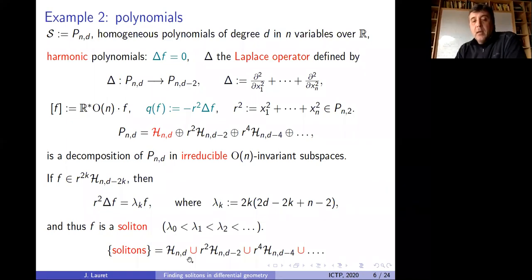But okay, if you consider the flow, it's very easy to see that if you start with a polynomial with this projection non-zero, then you will converge to a harmonic one. But if this part is zero, then you will stop by one of these solitons on your way to a harmonic polynomial.